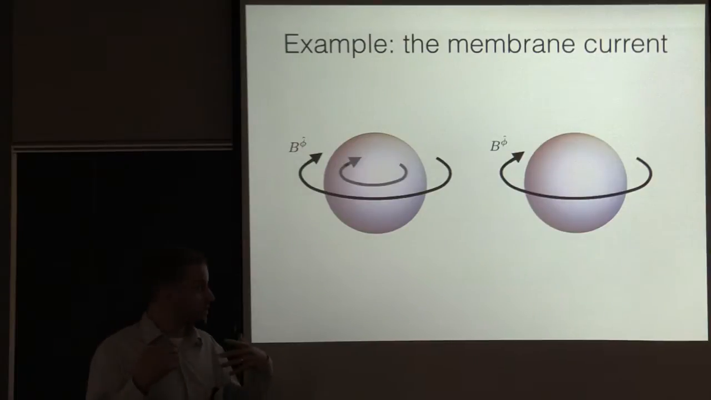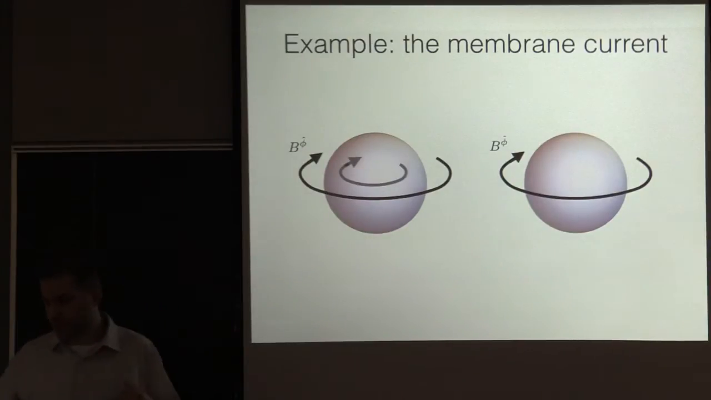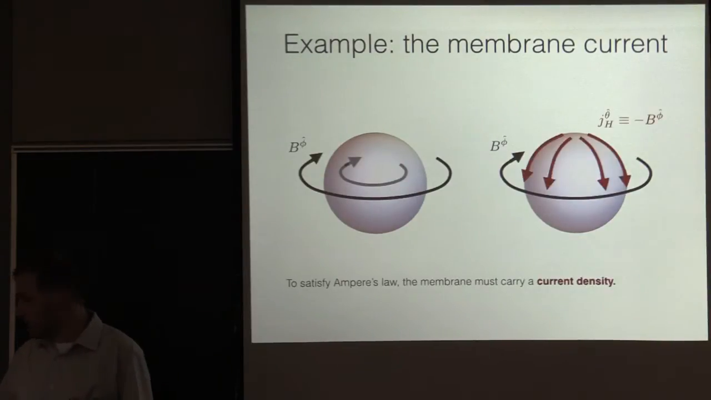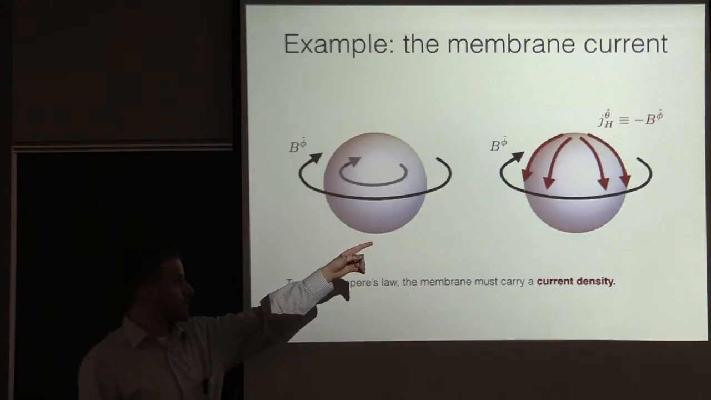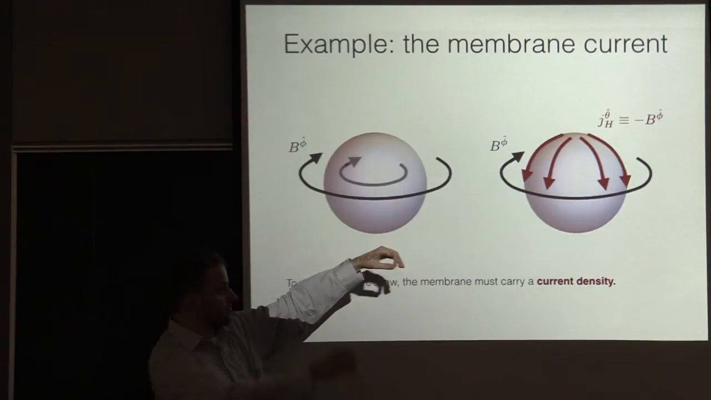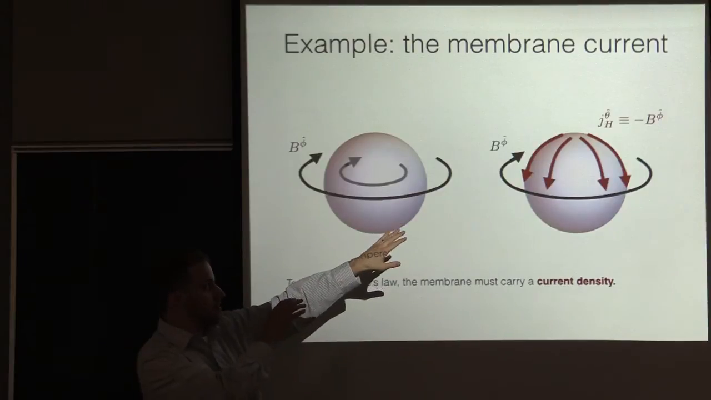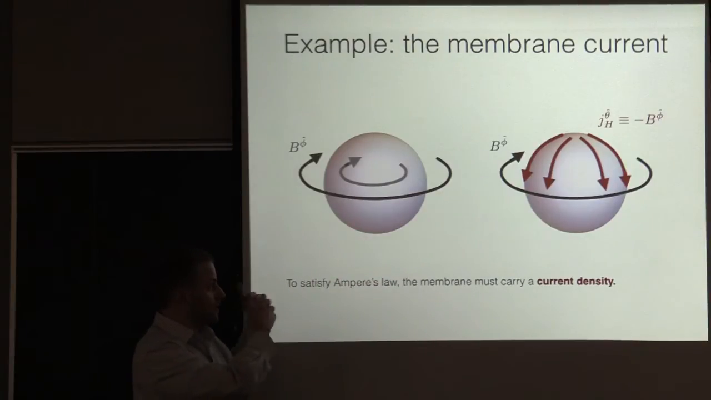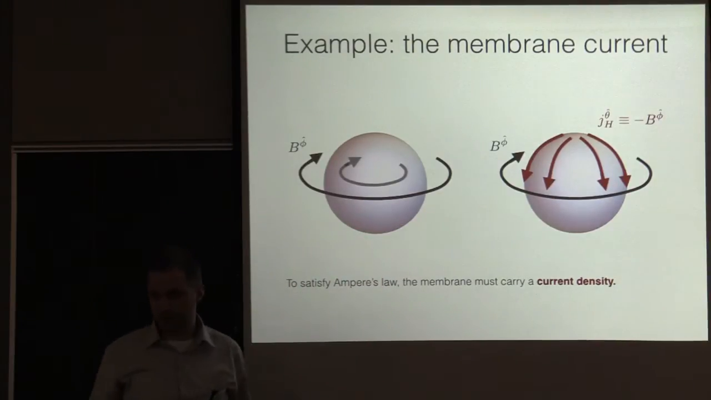And so to restore consistency with Ampere's law, you have to endow the horizon, this membrane, with a current. And you define the current to be just the thing that it needs to be to make Ampere's law happy. And so in this configuration, you arrive at this current. It turns out the current has to flow along theta. That has to be the magnitude. And then now Ampere's law is satisfied in this description.